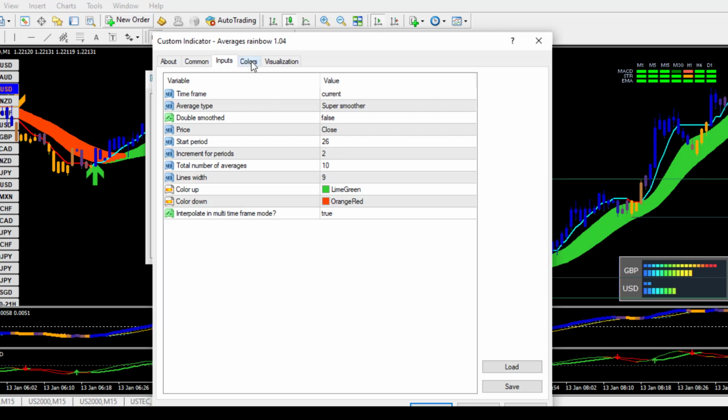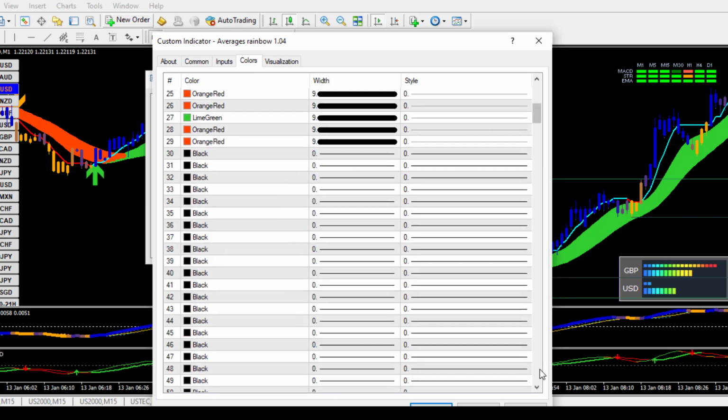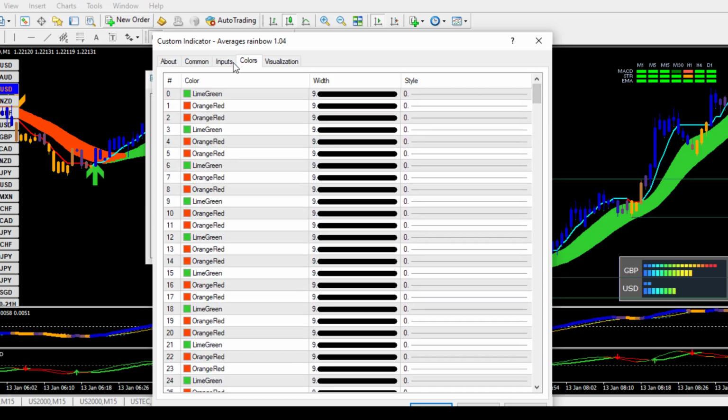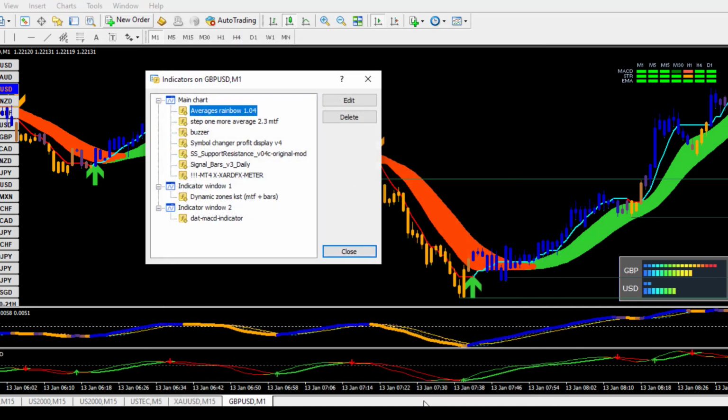This is just the setting, and just leave this color the way it is. The only thing that you need to change, if you want to change the color, this is where I do that. The color up is lime green and the color down is orange. So if I want to change the color, I will change it here. So just make sure you follow this simple setting, and once you are done, just click OK.